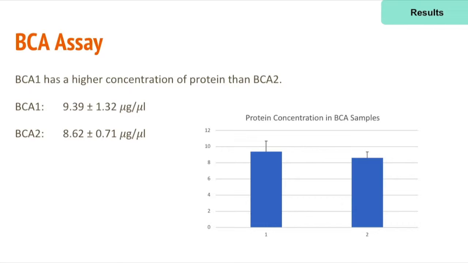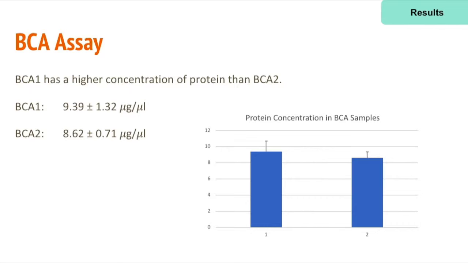The BCA assay serves to quantify the amount of protein present in the sample by adding BCA reagent to the samples and standards, and thereafter determining the absorbance of these samples using spectrometry.